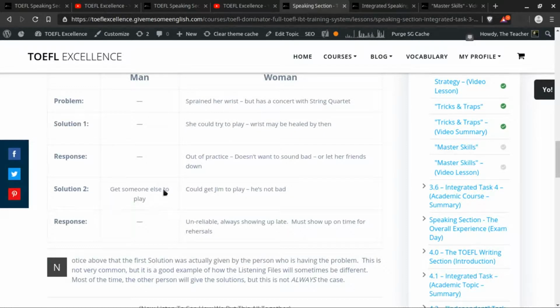So the other person mentioned that maybe she could get somebody else to play, and she said that she had someone named Jim that could play, and he's not that bad. She did say that he's unreliable and always showing up late, but I would still choose this option because she's doing the responsible thing, and even if he shows up late and he's not a good performer, at least then it's his responsibility and not hers, and that's why I would choose this option.